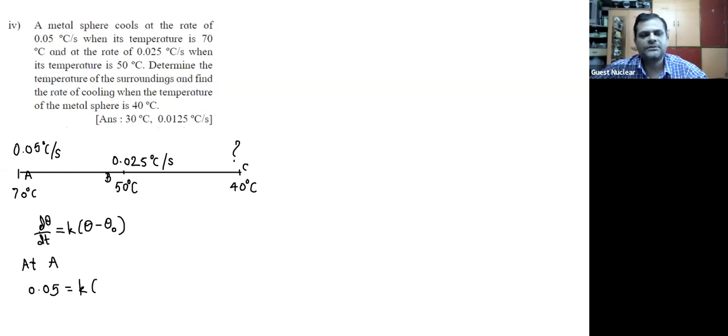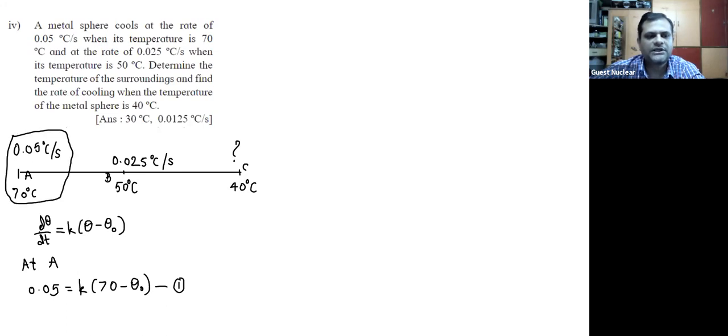To the body's own temperature is given as 70 degrees Celsius. So 70 will come here, but still we don't know the temperature of the surroundings, so we can just keep it as it is, that is theta naught here. And this will be equation number one, which is obtained from this given condition. So your first condition, the first situation that was given, when the temperature was 70 degrees Celsius and the rate of cooling at that time was 0.05 degrees Celsius per second. Putting both these things in, we got this equation.